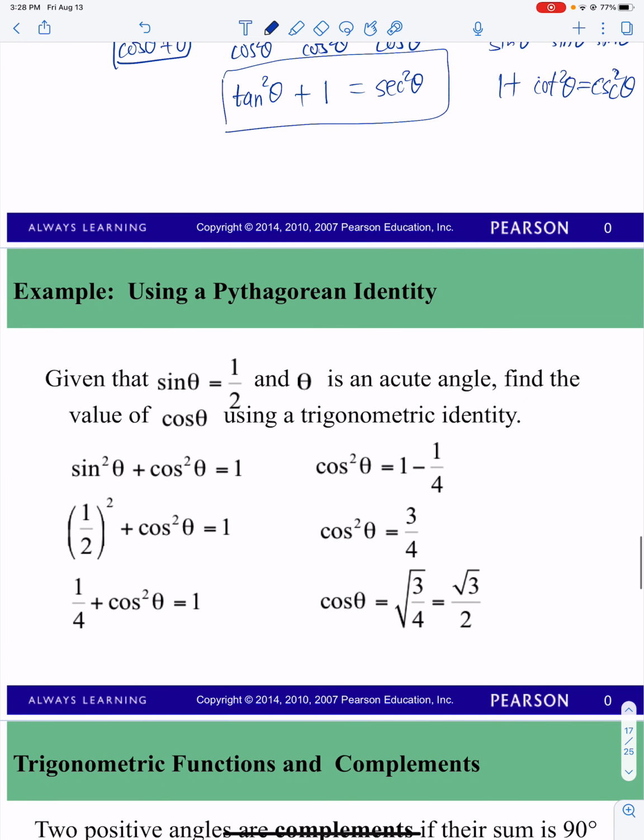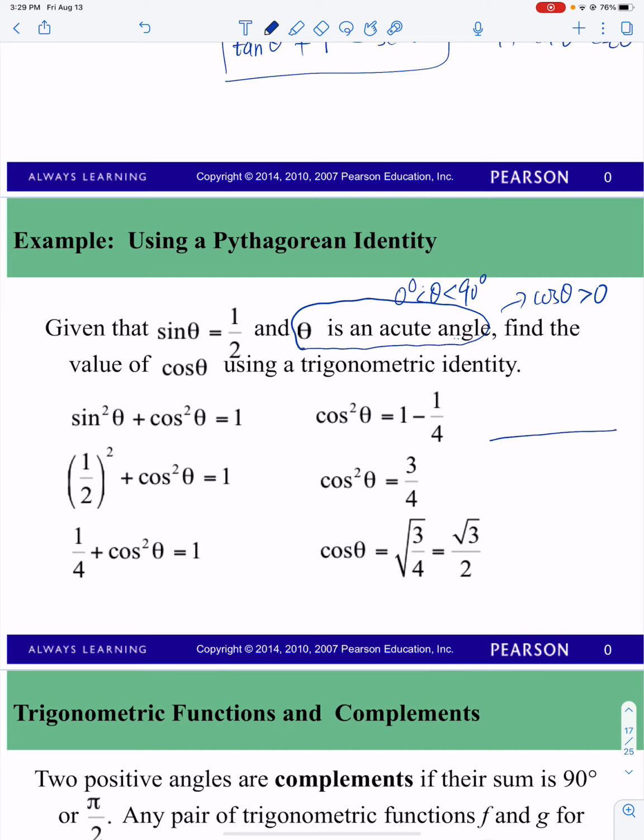So if we are given sine theta, where theta is an acute angle, find the value of cosine theta. What does acute angle mean? It's between 0 and 90 degrees. So if it's between 0 and 90 degrees, what will be cosine theta? It's always positive. Actually, in order to remember this, I believe that in high school, some teachers will tell you, it's called what?